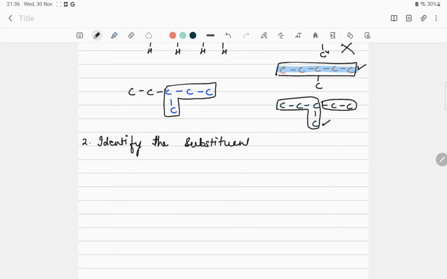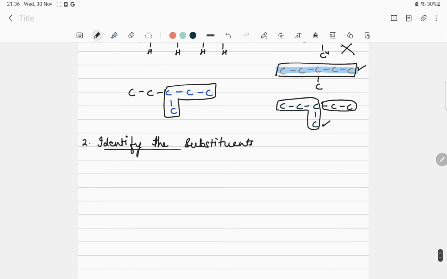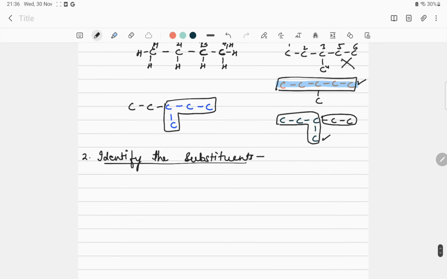Identify the substituent. Now what about this substituent? What is the substituent? It's the side chain. Side chain means the carbon atoms which are not part of the parent chain. Like if I talk about this parent chain, here this is the substituent. If I talk about this parent chain, this is the substituent. So that is how you can see what the substituents are.